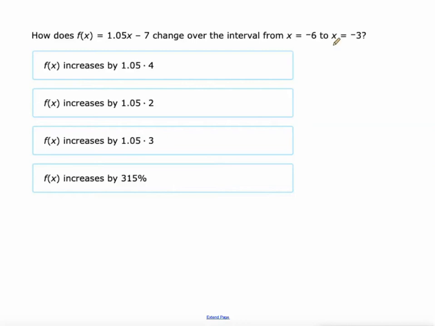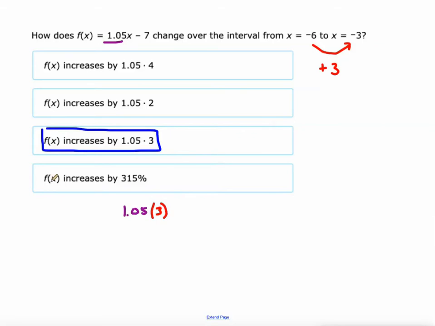All right, again, I'm going to notice my interval here. It's an increase of 3 in the x values. This is linear, so it's just going to be 1.05 times that 3, which would be 3.15, but even then it's not broken down for it. It's not simplified. It just increases by 1.05 times 3.